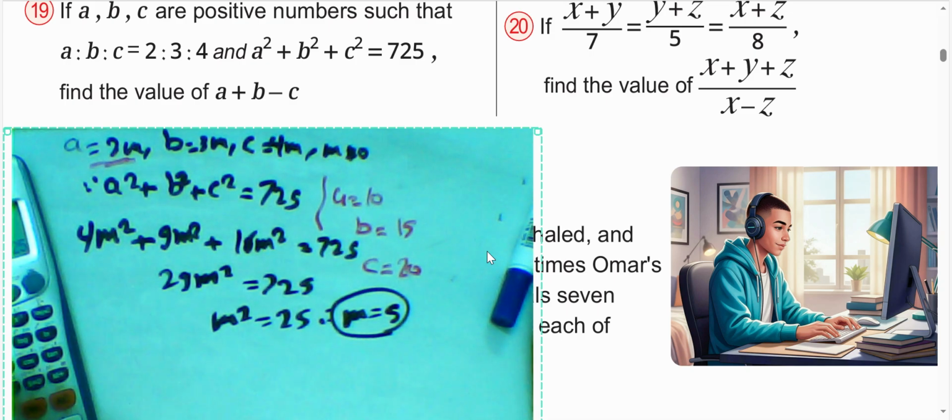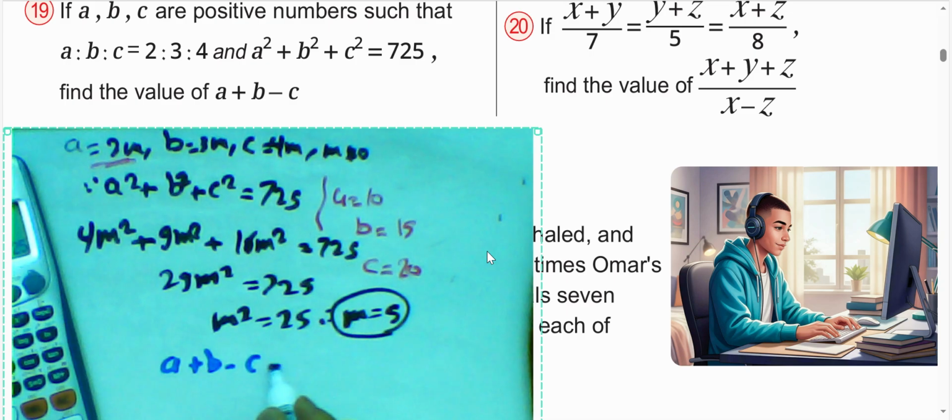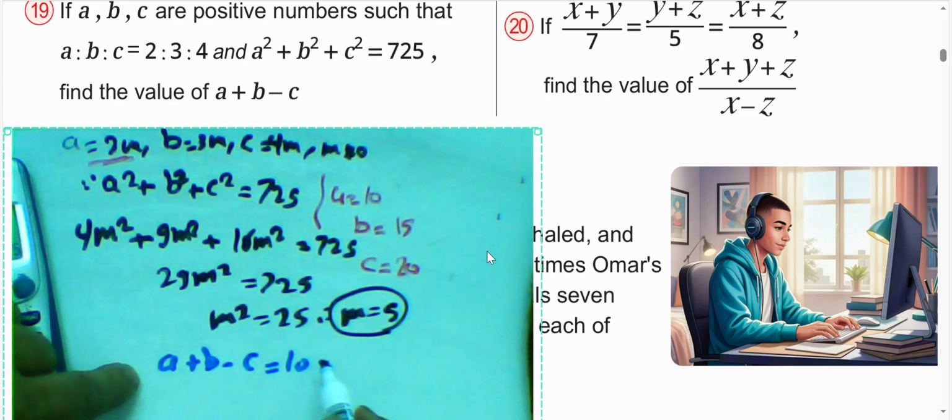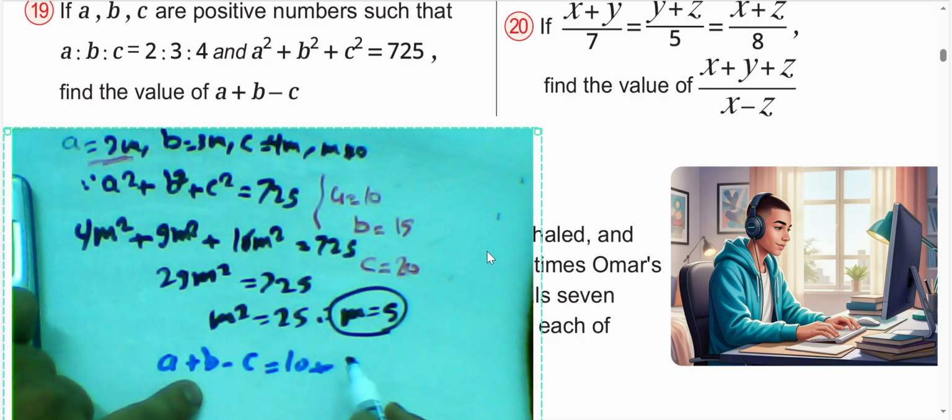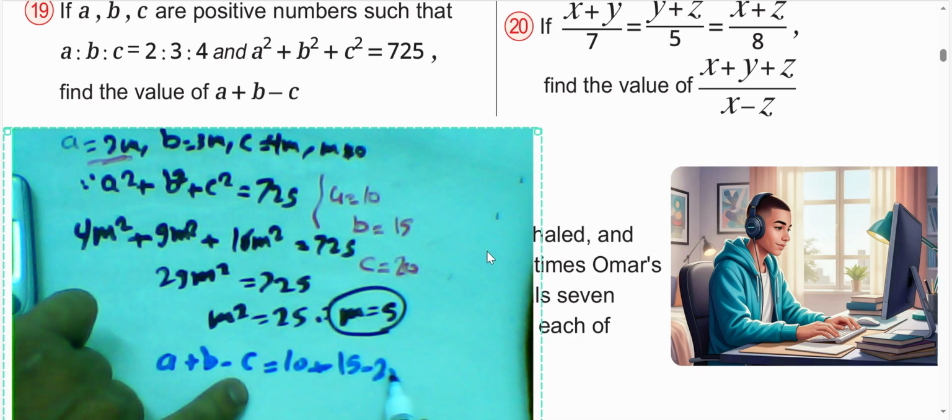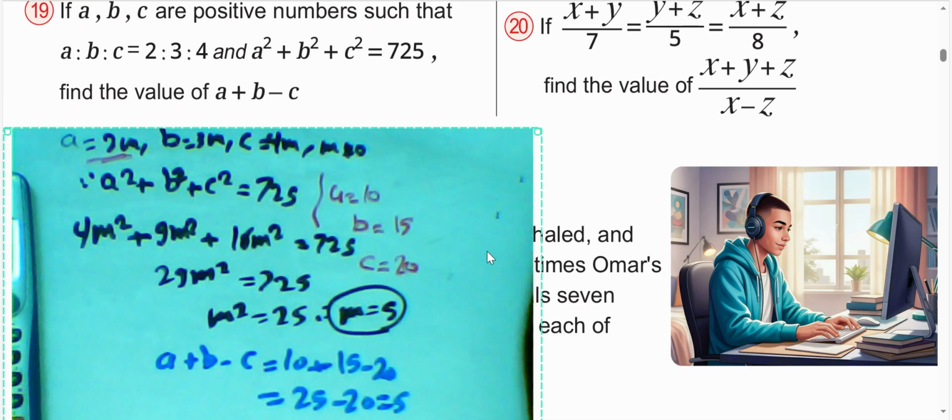Now we want to find a plus b minus c here. The value of a was 10 plus b was 15 minus c was 20. Then we have 25 minus 20, the result will be 5. So the answer here will be 5.